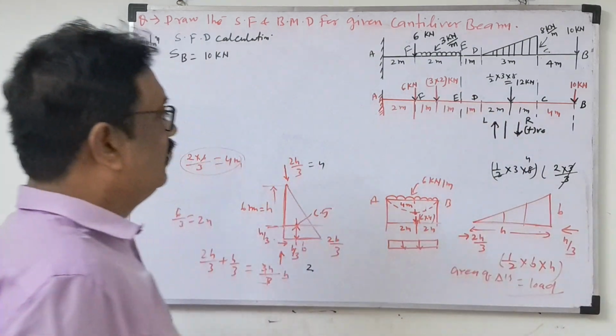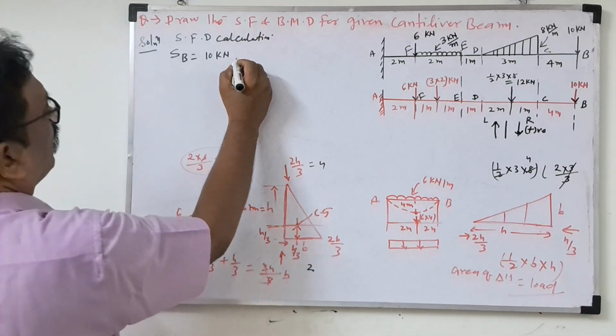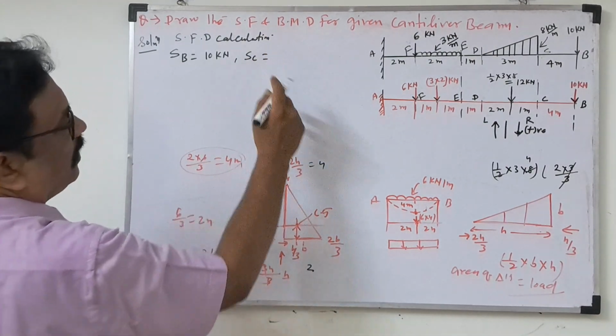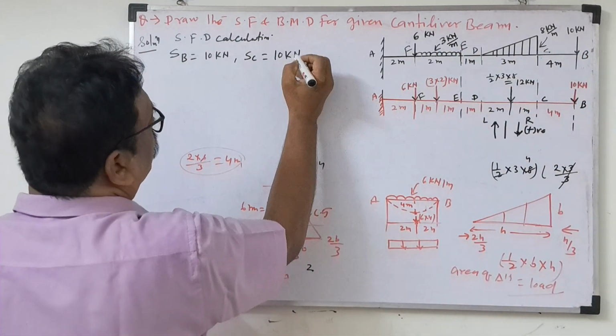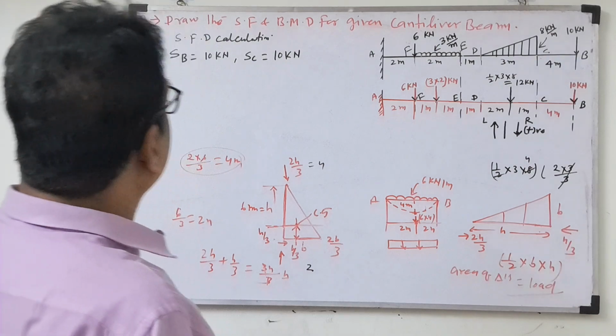This is all the points I have given, okay? So 10 kilonewton at B. Between C and B there is no load, so the same 10 kilonewton will be there at C, okay?